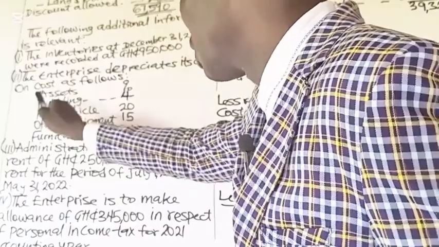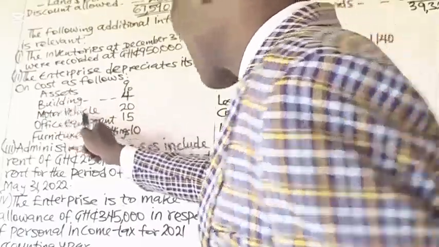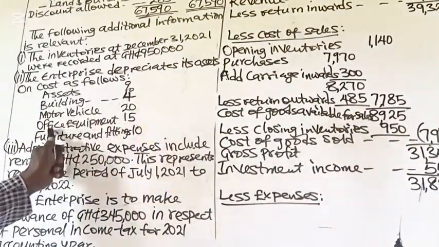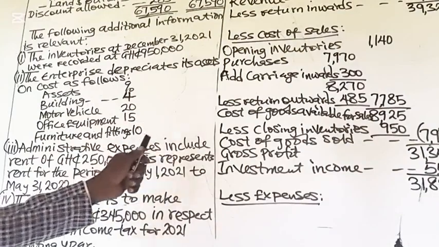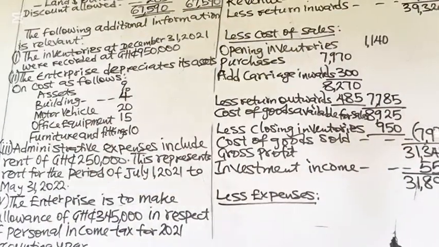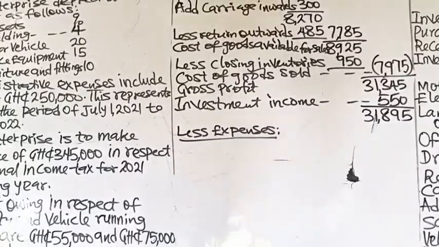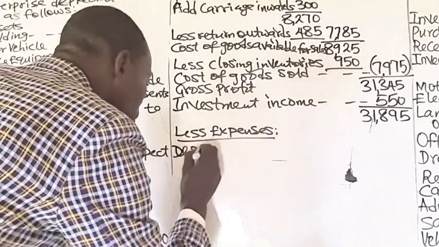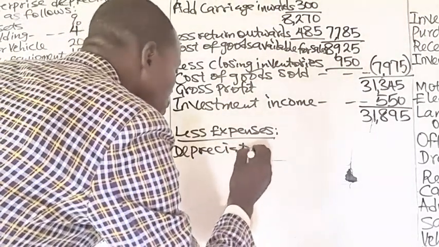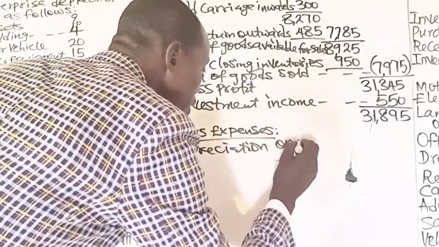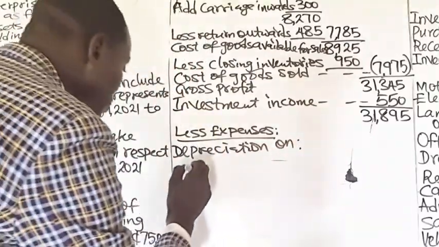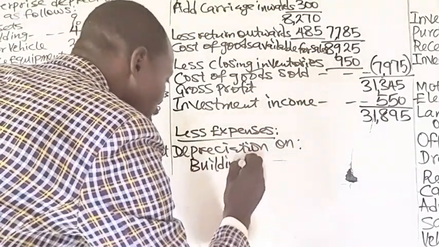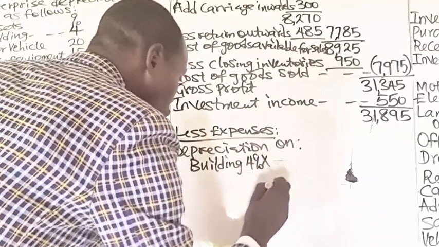So we want to calculate on building now. Let's calculate the depreciation. We have depreciation on building 4%, motor vehicle 20%, office equipment 15%, furniture and fittings 10%. Now let's calculate those depreciation accordingly. Depreciation on building. All this information is obtained from note 1. The building is 4%. Remember, you have to use cost.